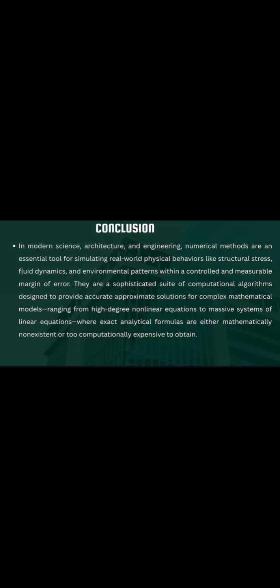In conclusion, numerical methods are essential tools in modern engineering, science, and architecture. They allow us to solve complex problems that cannot be handled using exact analytical methods. By providing accurate approximate solutions, they make it possible to analyze real-world systems efficiently. The bisection method helps us find roots of nonlinear equations, while the naive Gaussian elimination method helps solve systems of linear equations. These methods are powerful, practical, and widely used in many real-world applications.